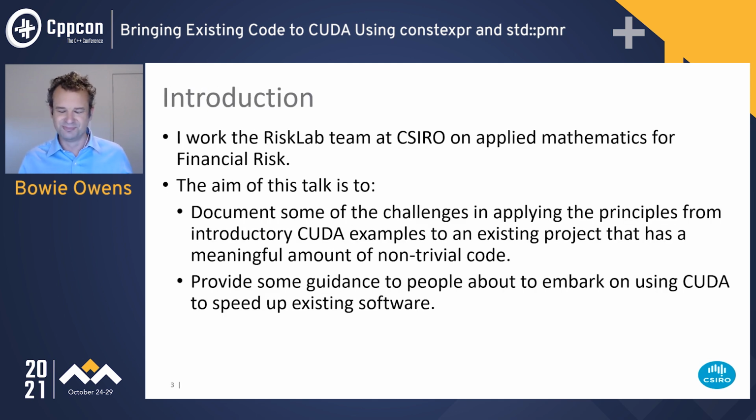My name is Bowie, as I said. I work at a government-funded research organisation in Australia. It's actually 7 a.m. in the morning right now where I am. The team that I'm part of is called Risk Lab, and we use applied mathematics for developing software for managing financial risk. The team that I work in is a relatively small team, and that's great for me because it means I get to touch lots of different facets of software development.